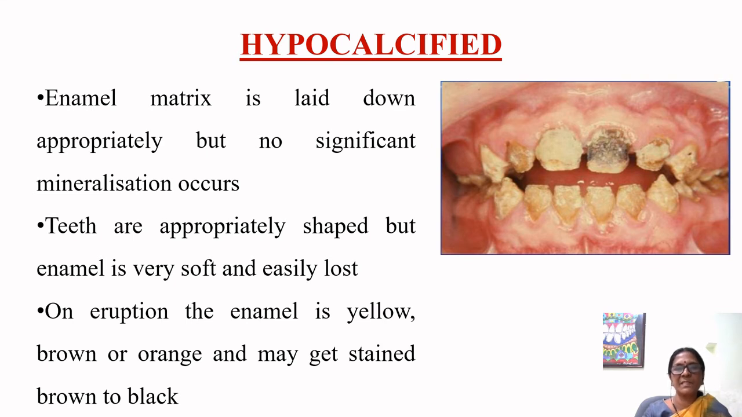Hypocalcified: the enamel matrix is laid down appropriately but no significant mineralization occurs. Teeth are appropriately shaped but the enamel is very soft and easily lost. On eruption, the enamel is yellow, brown or orange and may get stained brown to black.